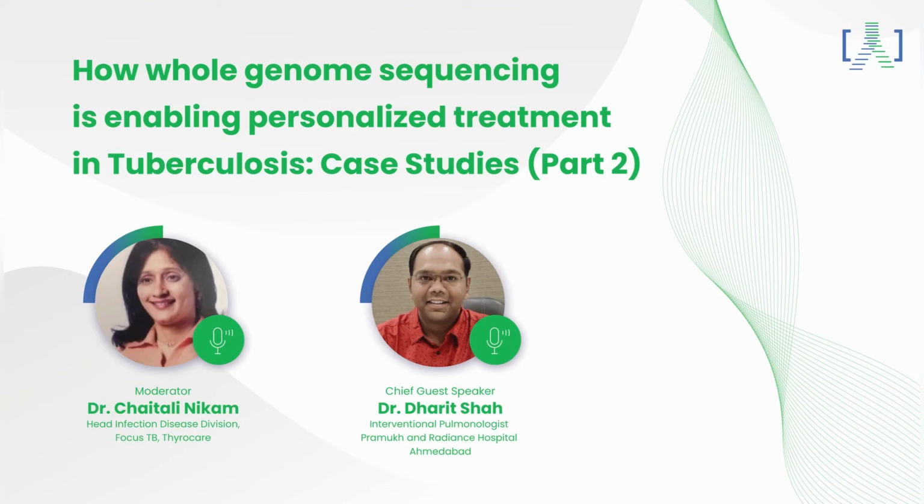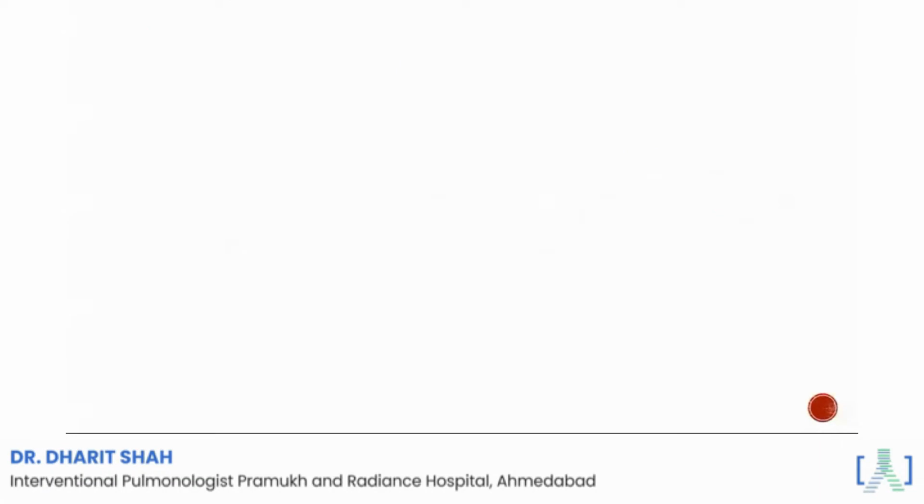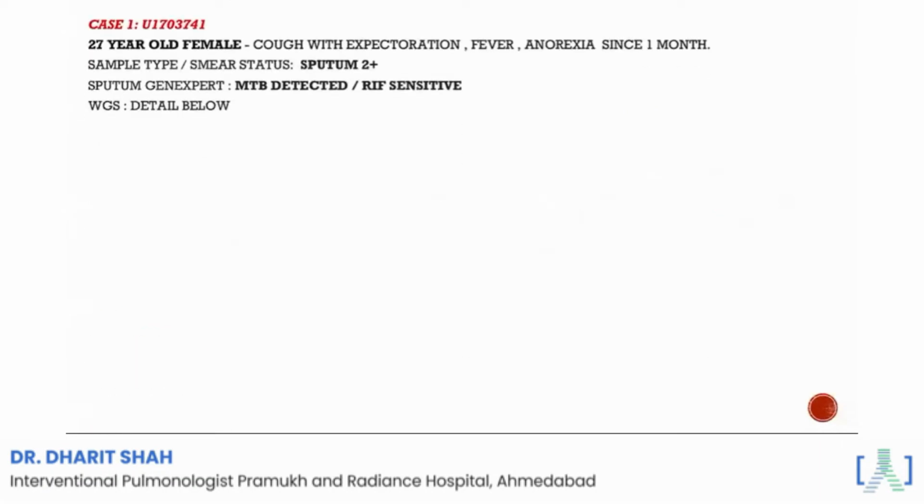Let us discuss different kinds of case studies. So this is the first case. A 27-year-old female presented with cough with expectoration, fever, anorexia since maybe 1 month. After different examinations and investigations, her sputum AFB Gram ZN smear report is grade +2.